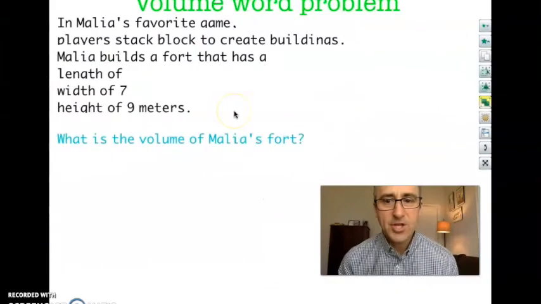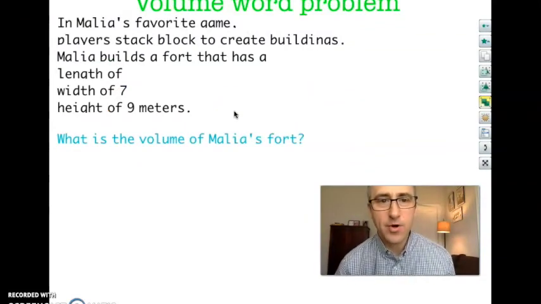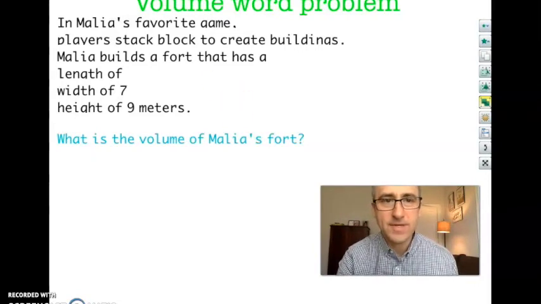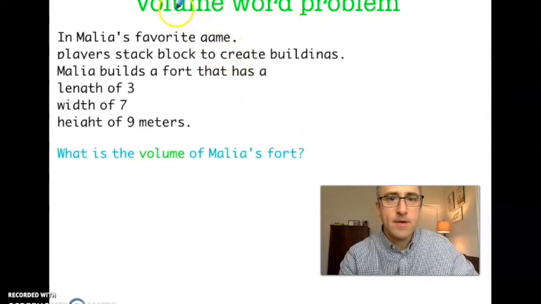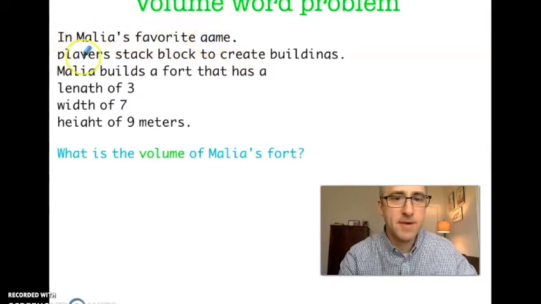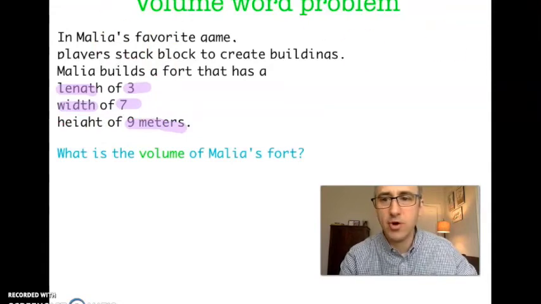So let's try a word problem. First we're going to work this forwards and solve for volume. Then we're going to work it backwards and solve for a missing length. Volume word problem. So Malia's favorite game, players stack blocks to create buildings. Malia builds a fort. The length of the fort is 3, the width is 7, and the height is 9 meters. When we're given a word problem, it helps to draw a picture.